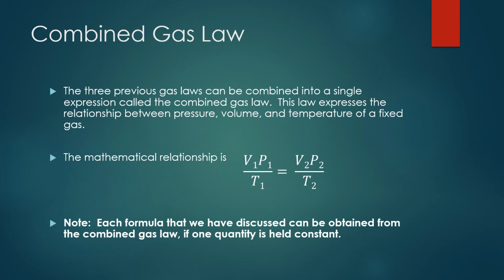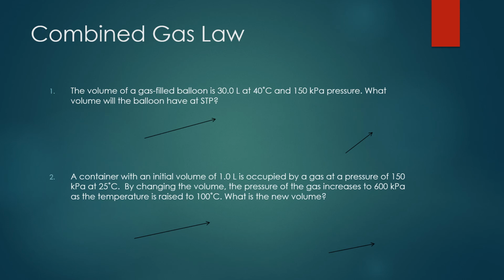You notice that we have V1 P1 over T1 equals V2 P2 over T2. It is important to note that each formula that we have already discussed can be obtained from the combined gas law if one quantity is held constant. Next, we're going to use the combined gas law to solve the following problems. So just like before, I'm going to do problem 1, and then I'll let you work on problem 2 by yourself.